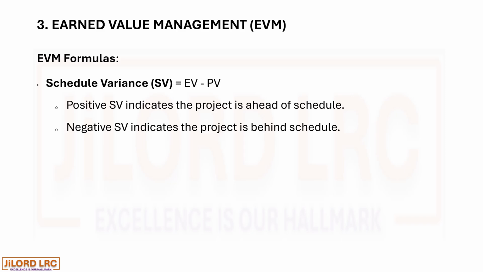In other words, if your planned value is more than the value earned on the project at a certain date, it means the schedule variance would be negative, so the project is behind schedule. But if the value earned at a certain date of the project is more than the planned value, that indicates a positive SV, and it means the project is ahead of schedule.